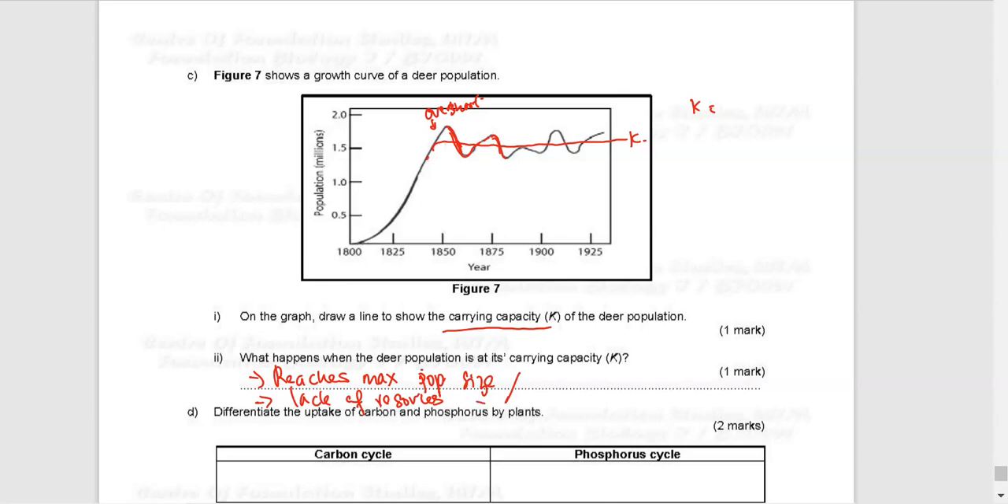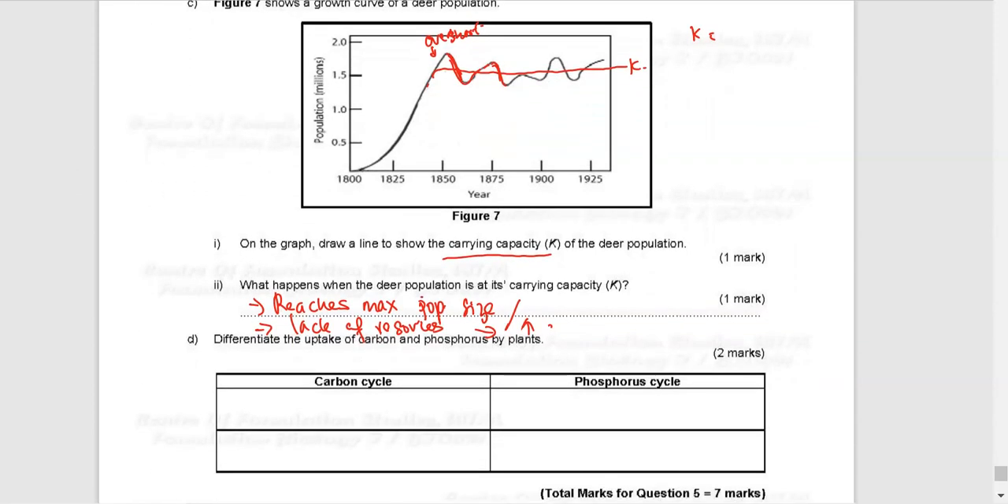So this will increase competition between the deer population, the individuals within the deer population. Okay, so question D: differentiate the uptake of carbon and phosphorus by plants.